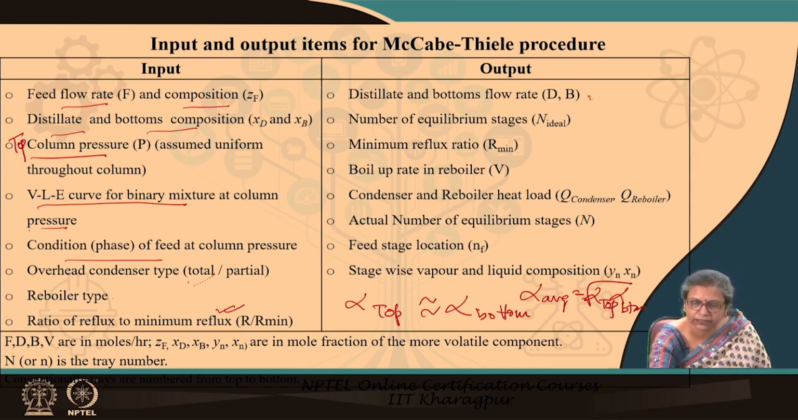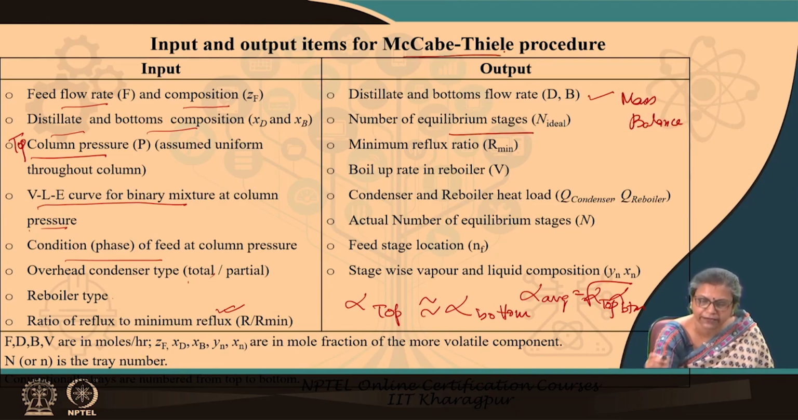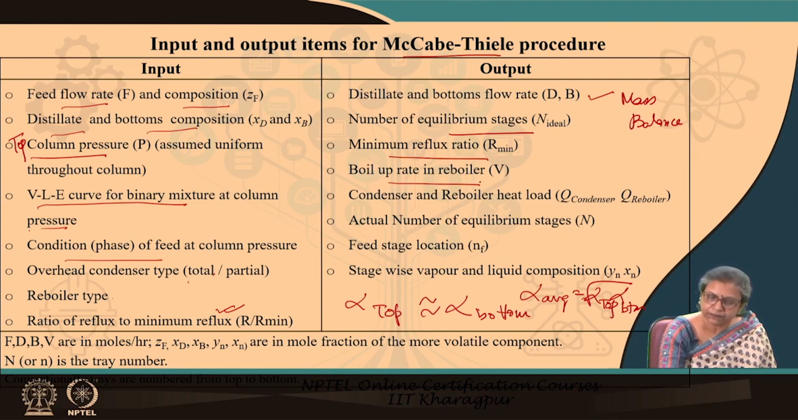Definitely the bottom and the top products, which can be obtained from a mass balance equation. Then the number of equilibrium stages, which we are going to get from the McCabe Thiele method. The minimum reflux ratio I will be discussing in due course. The boil-up rate in the reboiler, and the condenser and reboiler heat loads, that also I will be discussing.